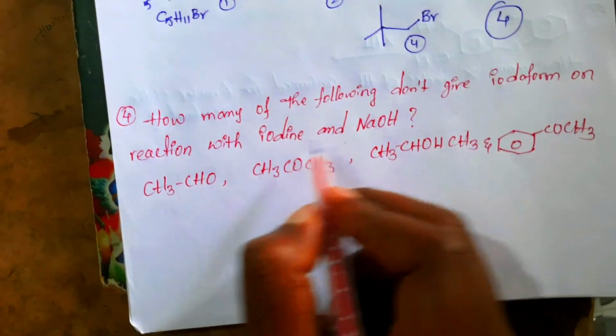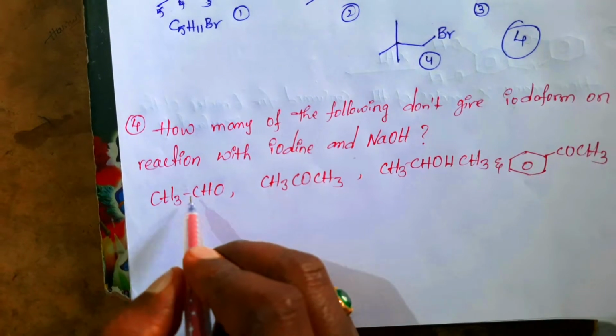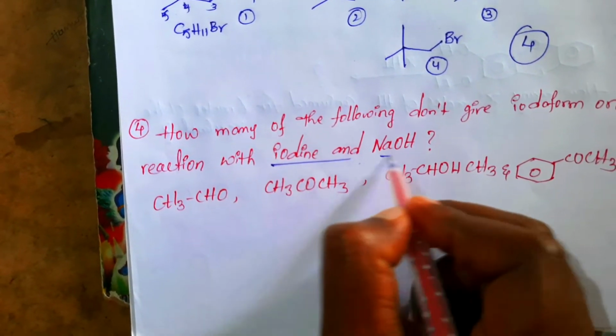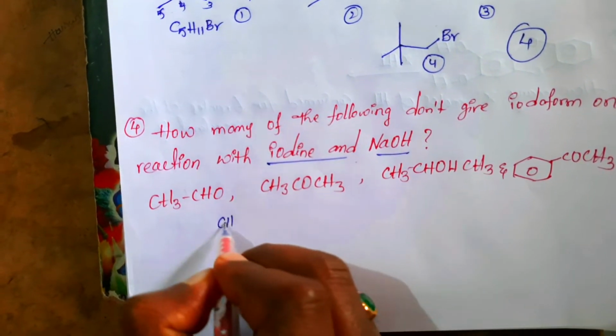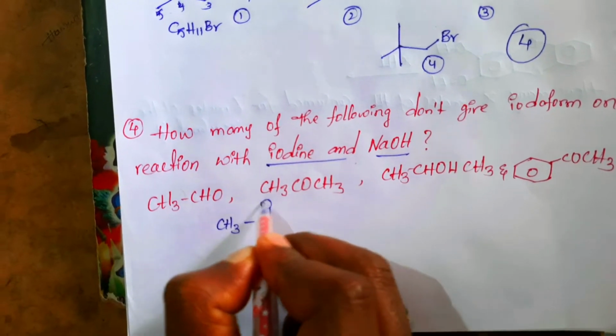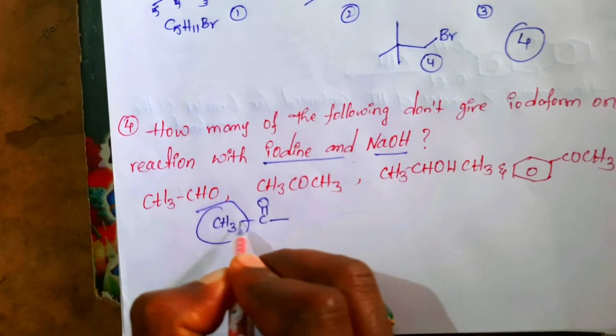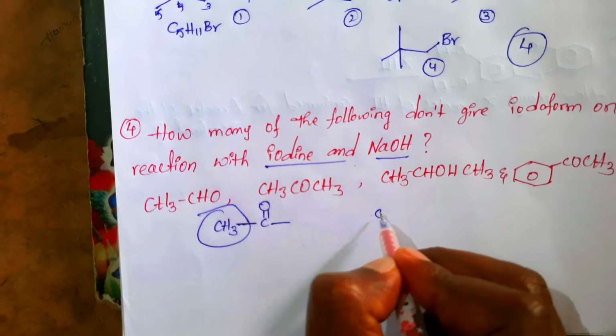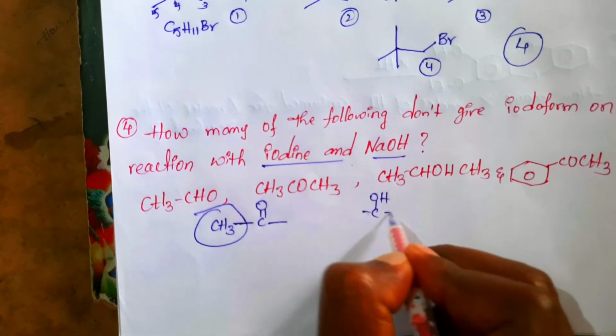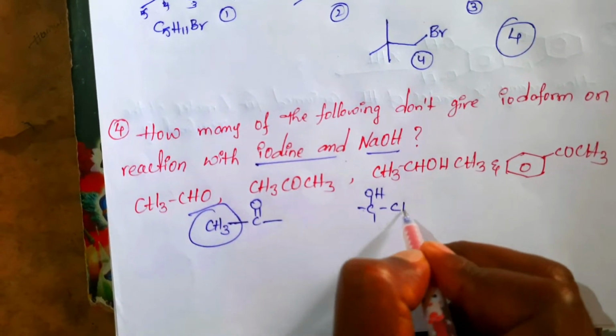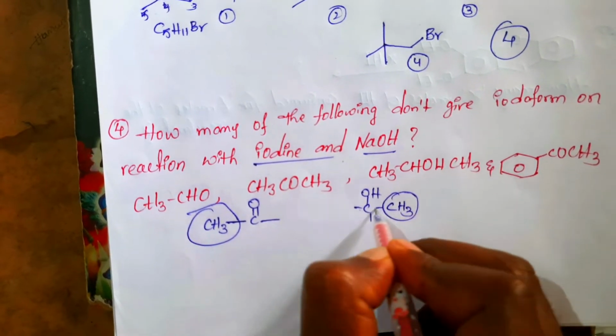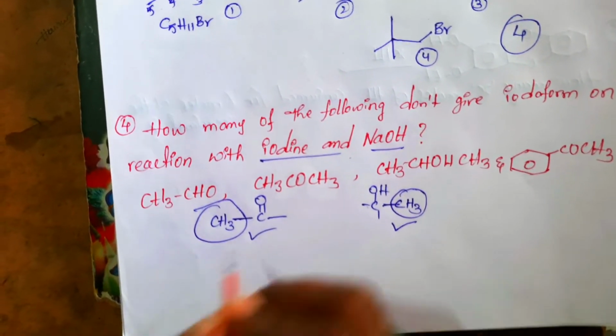Next one: how many of the following do not give iodoform on reaction with iodine and NaOH? For the iodoform reaction, the carbon adjacent to the carbonyl carbon should be a methyl group, or if we are taking the alcoholic carbon, the adjacent carbon should be CH3. Then only they show the iodoform reaction.